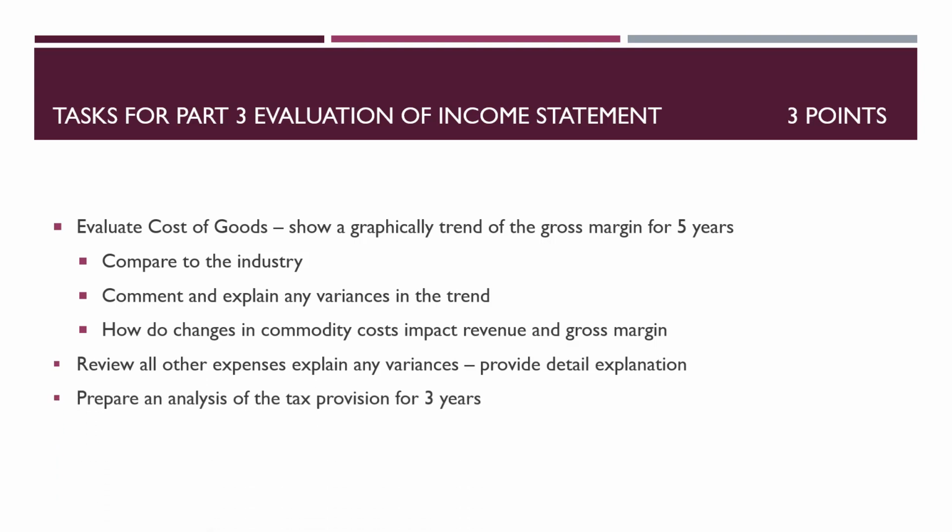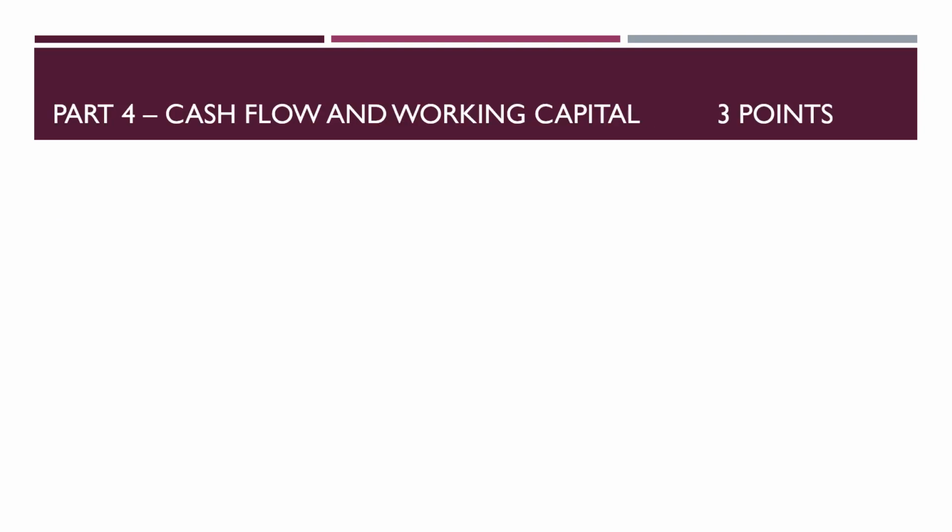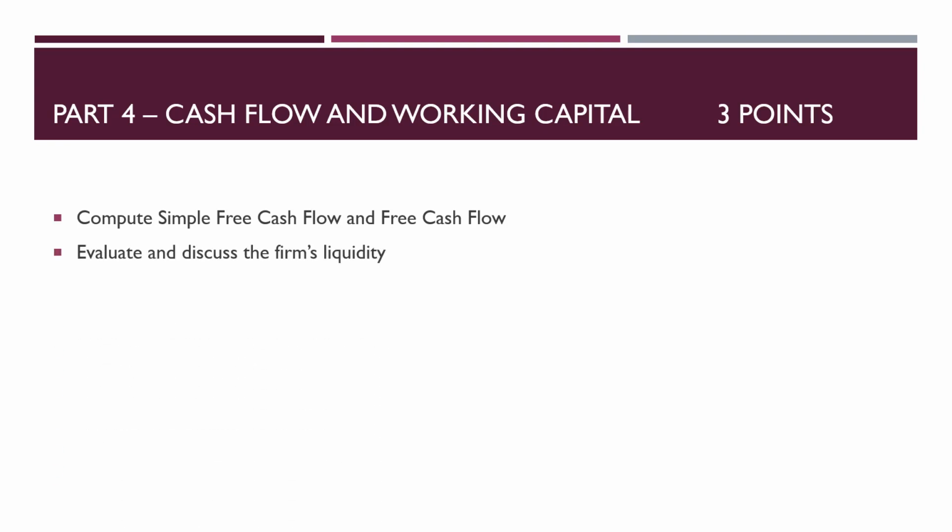Prepare an analysis of the tax provision for 3 years. What's happening with tax? That's part 3. Part 4, cash flow and working capital. Compute simple free cash flow. Evaluate and discuss the firm's liquidity. Look at it from quantity, timeliness, the velocity of it, and the quality of it.